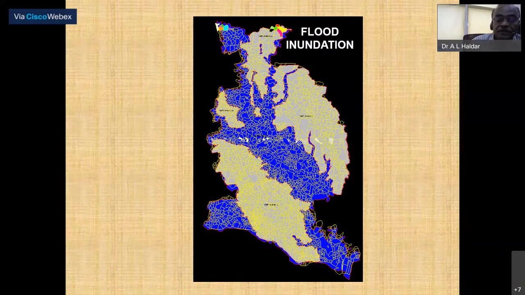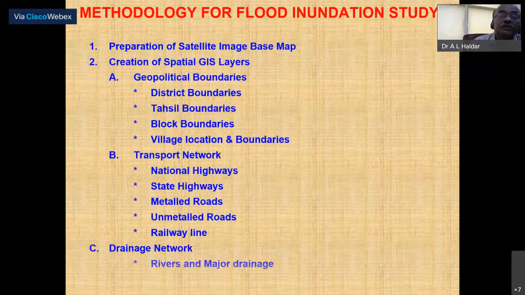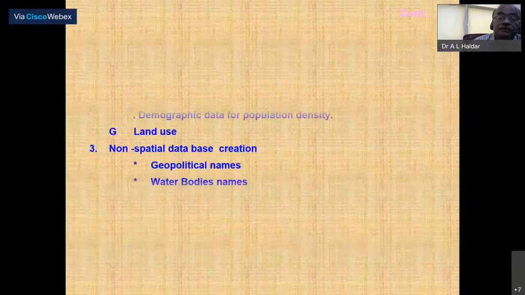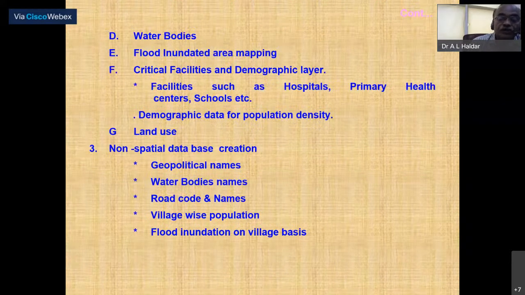This was the village boundary of Maharaj Ganj and Gorakhpur district. So how many villages were inundated, we can count. That was done in GIS. So I'm not going into this. These are the things which are needed to prepare the database for the flood, so that you can manage all the things in the flood.